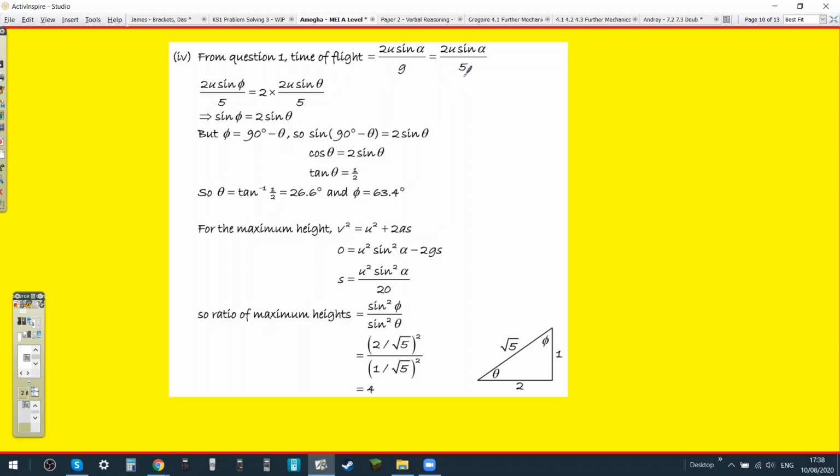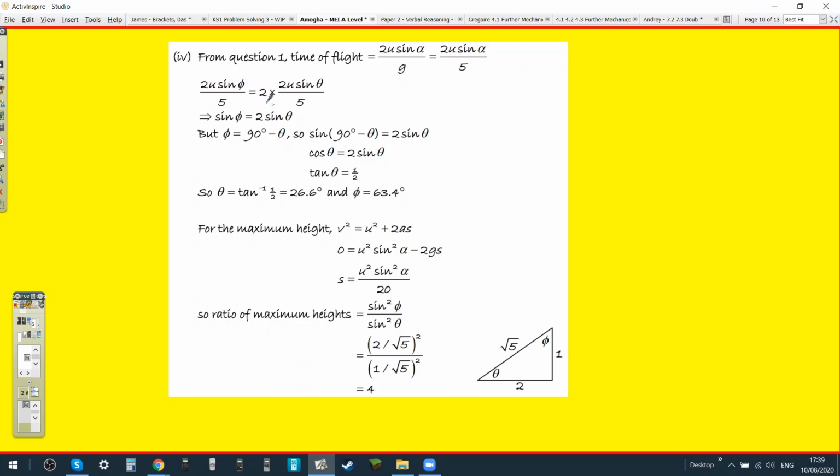Where's this 5 coming from? Time of flight is 2u sine alpha. They said g is equal to 10, so I don't know where they got 5 from. Hang on.